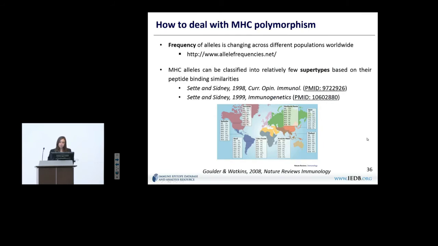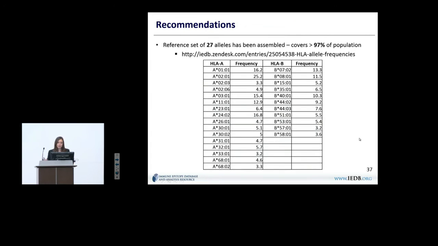And then different regions of the world have different frequencies of HLA molecules as well. Different populations will have different MHCs that are more common in that population. You can find these frequencies in the allele frequency database if you would like to. All these problems were addressed by making a reference set of alleles, which was a question already asked about that.